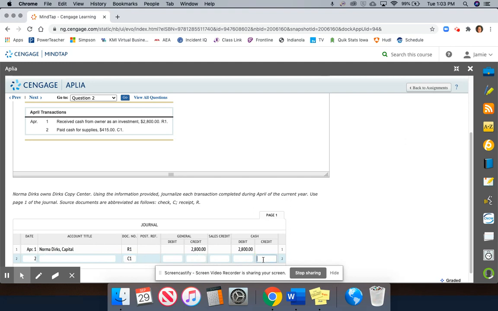And then I like to do the special columns first. So I know if we paid cash, that's decreasing cash with a credit. I've got that in there. So I have the date, the source document, and a credit. So now I have to debit an account. I know that I'm going to debit supplies because we're increasing supplies with a debit because it's an asset.